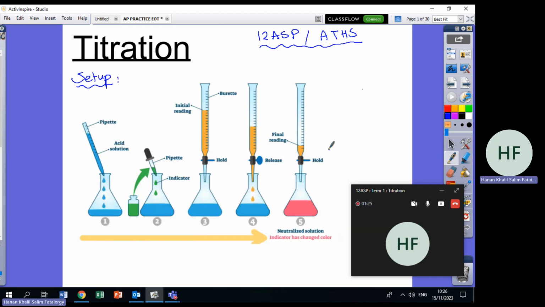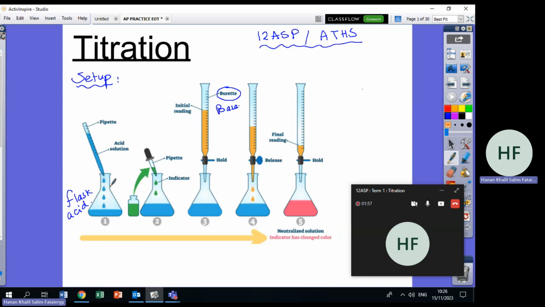in your school labs. In titration, I have two solutions. The first solution will be placed in this flask. Now, the solution that is placed in the flask is acid. This means for sure I fill the burette with a base. And the opposite is true. If you put in your flask a base, you will have to fill your burette with an acid.